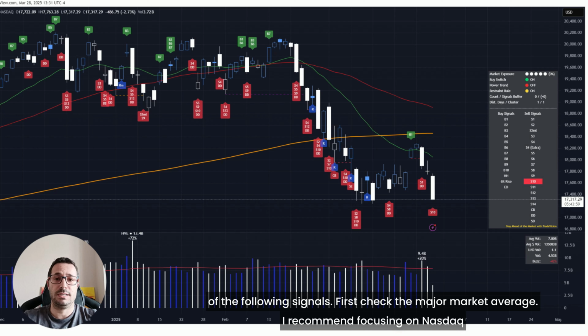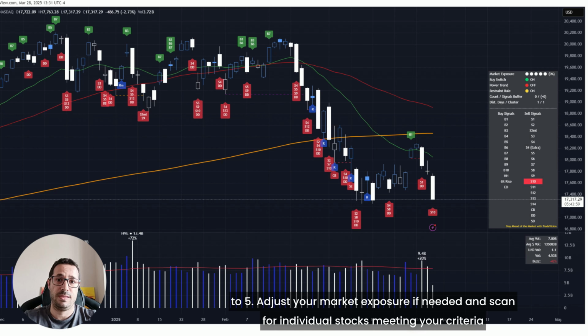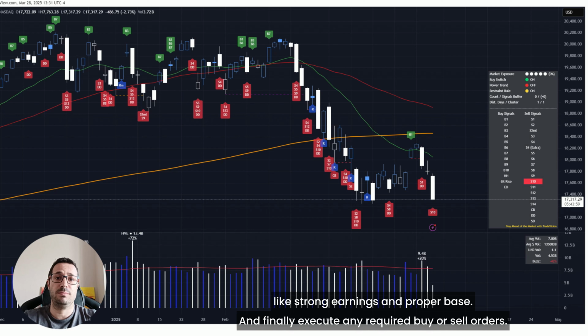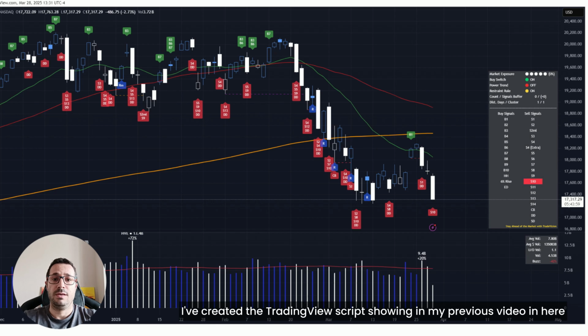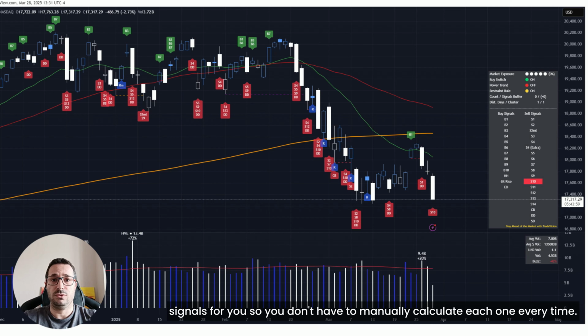First, check the major market averages. I recommend focusing on the Nasdaq Composite. Then identify any new buy or sell signals that have triggered and update your count from 0 to 5. Adjust your market exposure if needed and scan for individual stocks meeting your criteria, like strong earnings and a proper base. And finally, execute any required buy or sell orders. I've created the TradeVizion script, shown in my previous video and here, precisely to make this process easier. The script automatically identifies all the signals for you so you don't have to manually calculate each one every time.